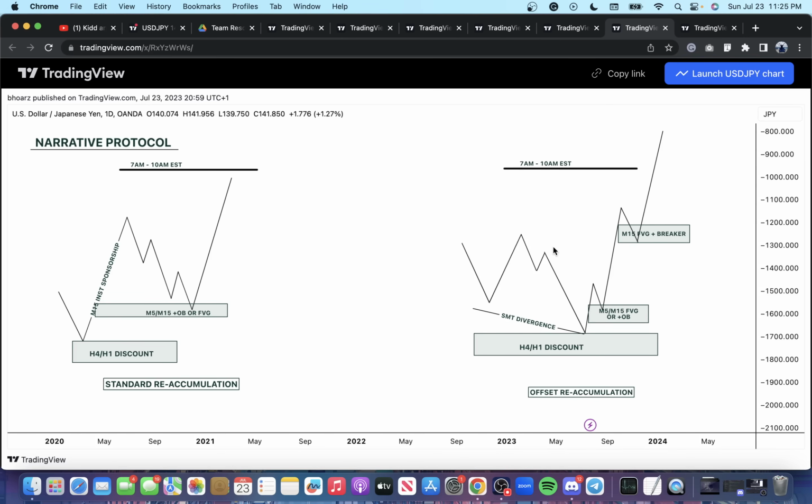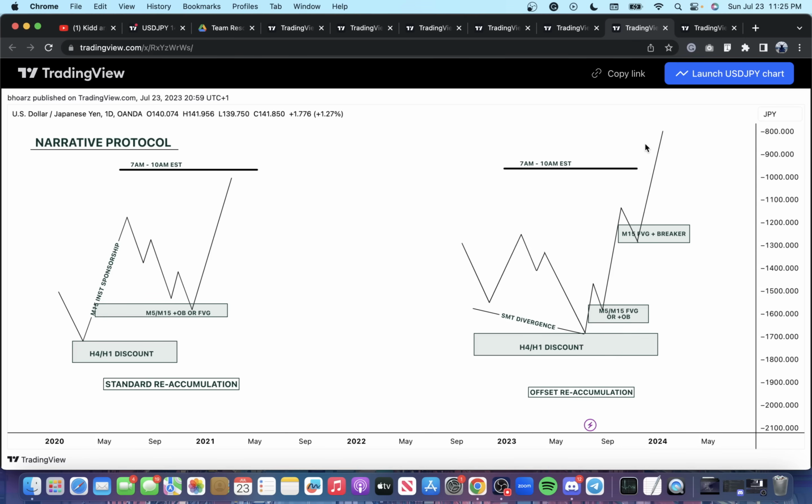But if the euro is running lower into a 4-hour or 1-hour discount and the dollar is failing to run higher, then this is simply a play on sell side liquidity, aka the market is just running stops into a level of discount where it will allow for reaccumulation and then continue the overall order flow.